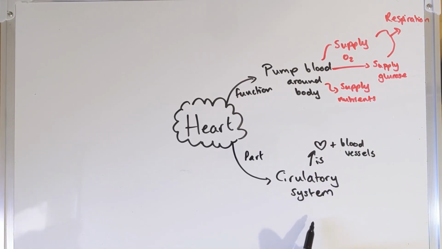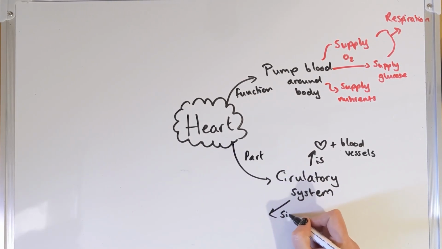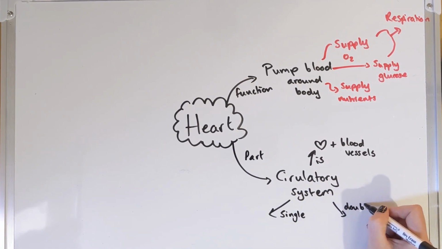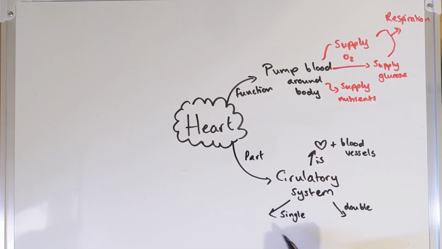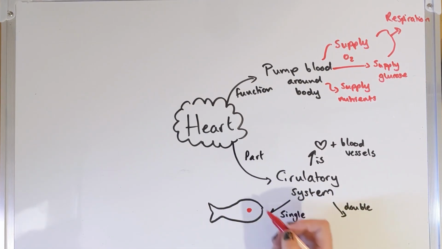Now, circulatory systems come in two types. You have a single circulatory system and you have a double circulatory system. Single circulatory systems are more common than you think, but just not in mammals like us. Single circulatory systems are usually what you'd find in things like fish. In a fish, their heart is located just below their head, actually, about here, and they don't have lungs like we do. They have gills instead. So the gills on the side of their heads are their equivalent to lungs.